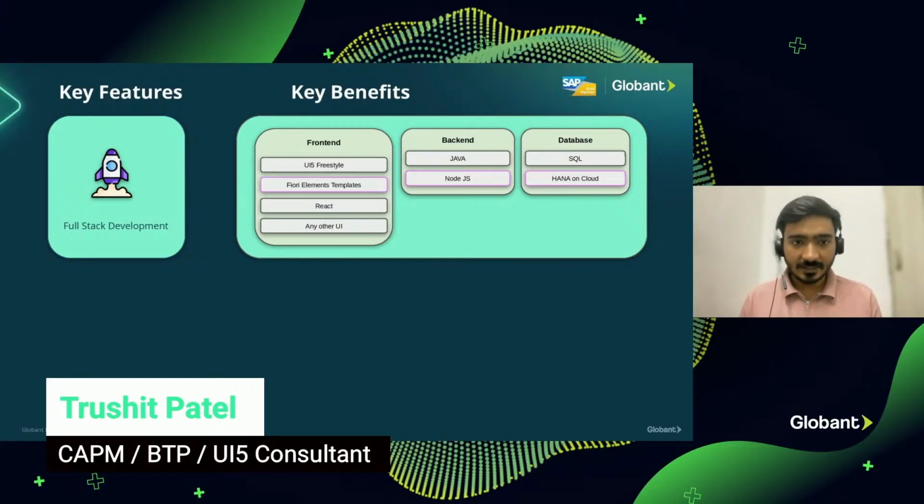So the first thing is front end. Let's say you are a pro coder. Then you would go for UI5 freestyle. If you are just a backend person who does not know anything about front end, there is something called Fiori Elements template, which works directly with backend metadata without writing a single line of code. You just click, click, click, and it will start working. And as I mentioned, if you are from non-SAP, you can work with a React front end or any other UI of your choice. You can bring your own UI, and CAP will support it.